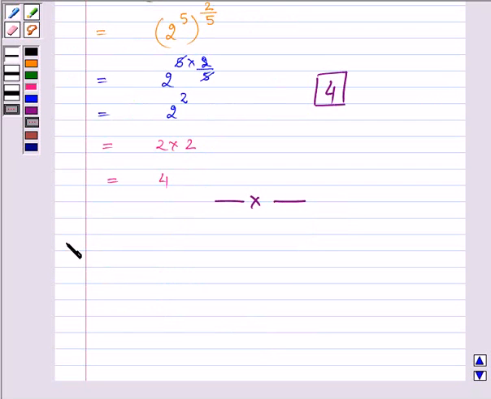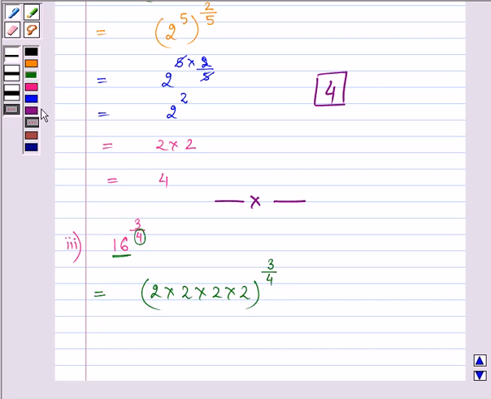Proceeding on further to the third part. The third expression is 16 raised to the power 3 by 4. Now, you can tell me, we need to express 16 as what power? Right, we need to express it as a fourth power of a number. So that will be 2 into 2 into 2 into 2, right?